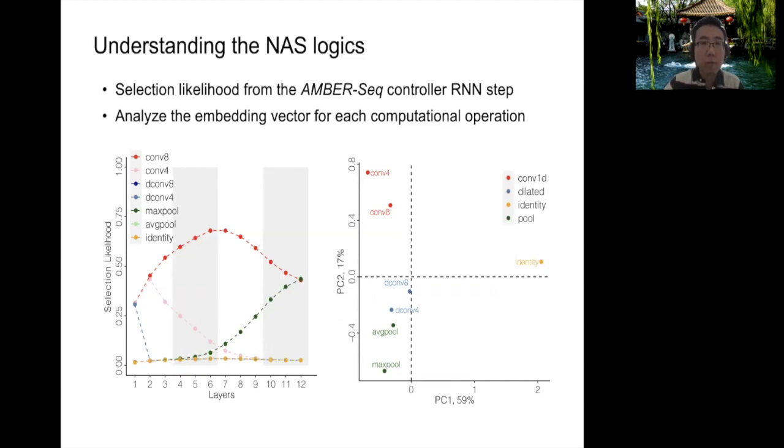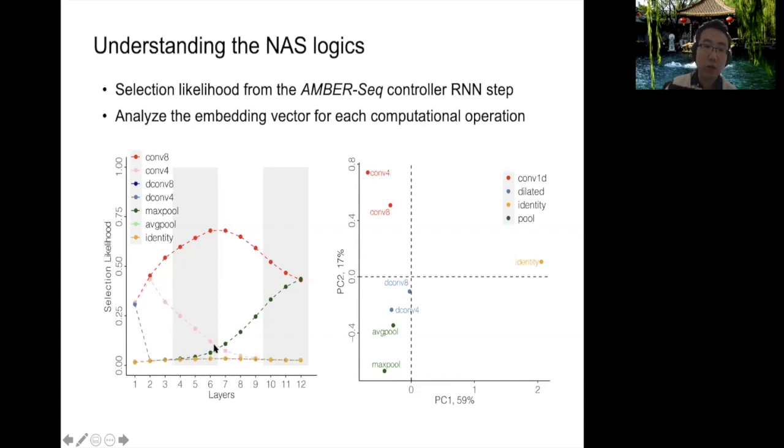So to this end, we plotted the selection likelihood for different computational operations across those 12 layers. And interestingly, we see that the convolutional operation with a kernel size of 8 is almost universally preferred across those 12 layers. And this same operation happens to be chosen by human experts in the original DeepSeek implementation. So at this point, our automatic searching algorithm is actually consistent with the choice of human experts.